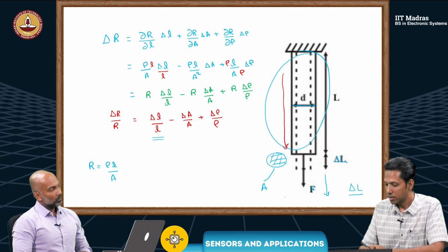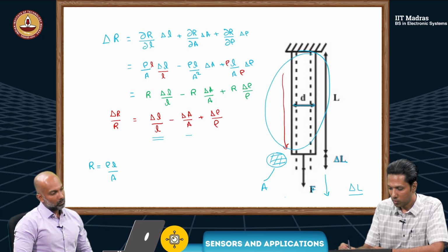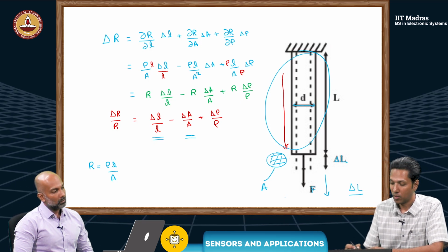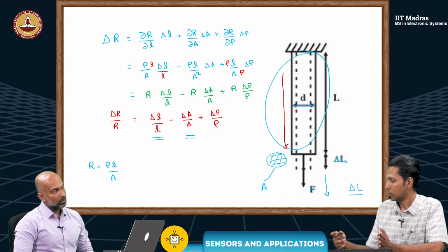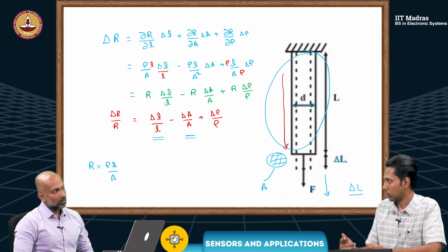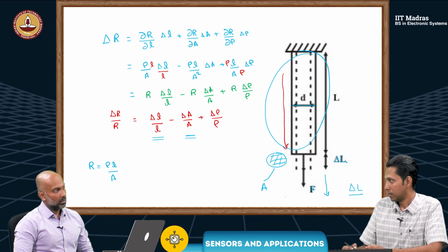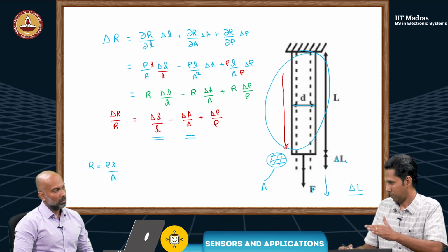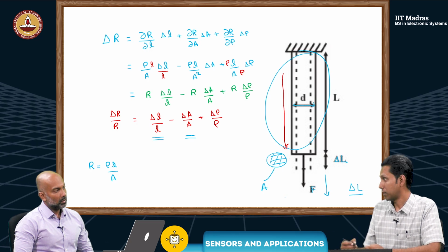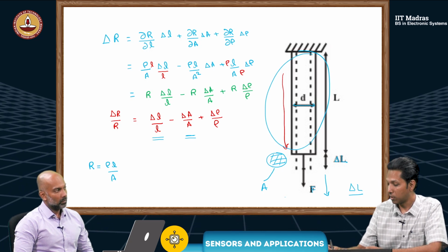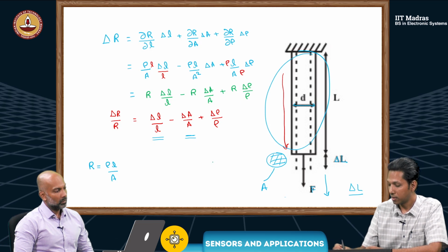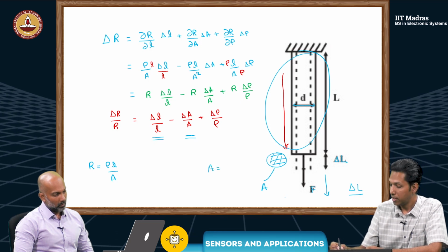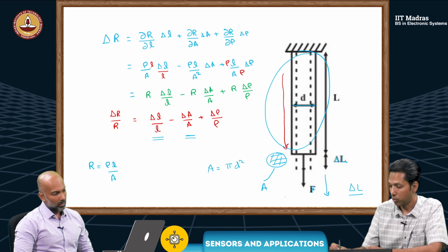Now, the other question is, for a material, when the volume is the same and you change L, if L is more, the area will decrease. This we also know, because the diameter decreases. So there may be a way to represent delta A by A, at least in terms of diameter. If the diameter is D, the area will be pi D square by 4.